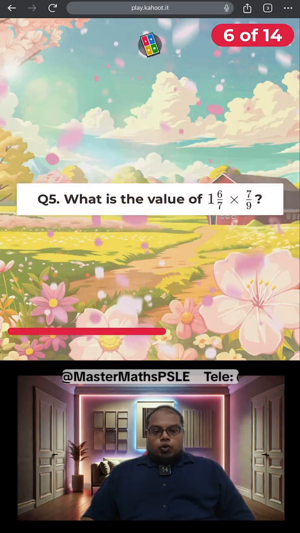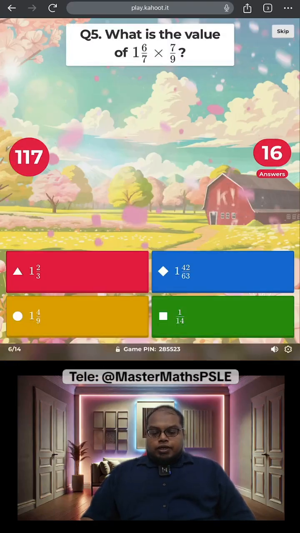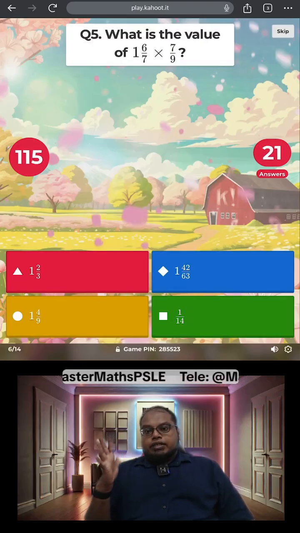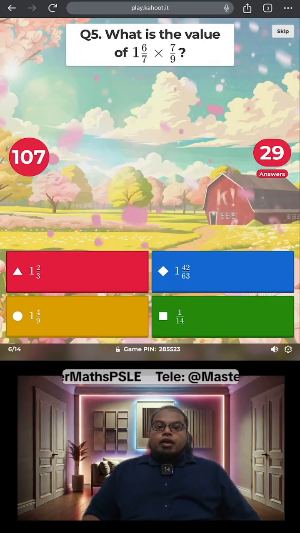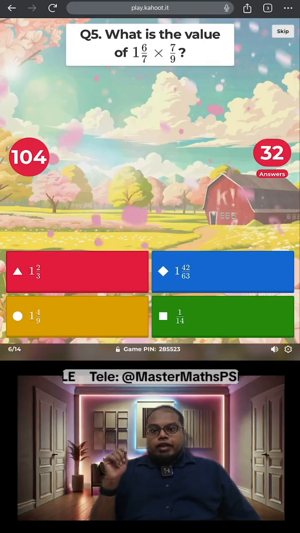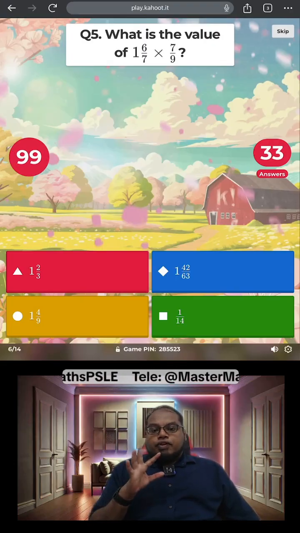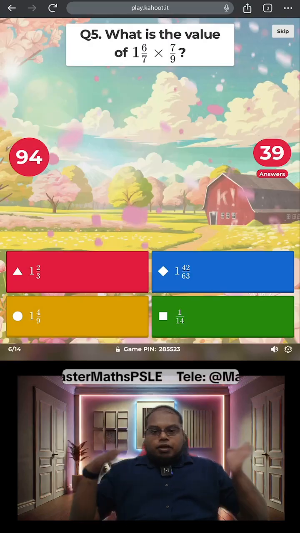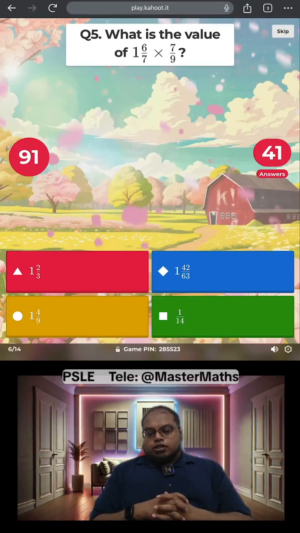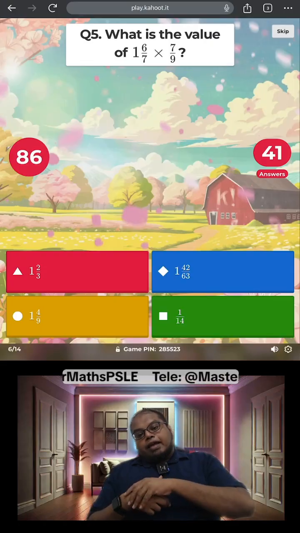Now we're gonna do multiplication of fractions. Remember, if you have a mixed number, before you multiply, you convert it to an improper fraction, then you multiply. There's a mixed number there, right? 1 and 6 over 7, change it to an improper fraction, then you multiply. Don't just multiply immediately, you will get the wrong answer for sure. So convert it to improper, then you multiply.